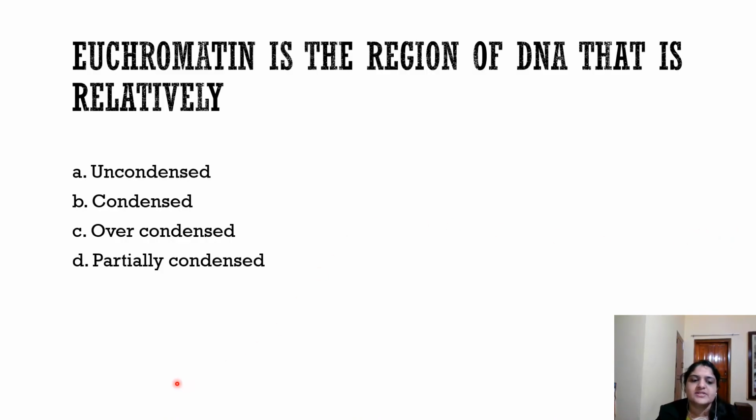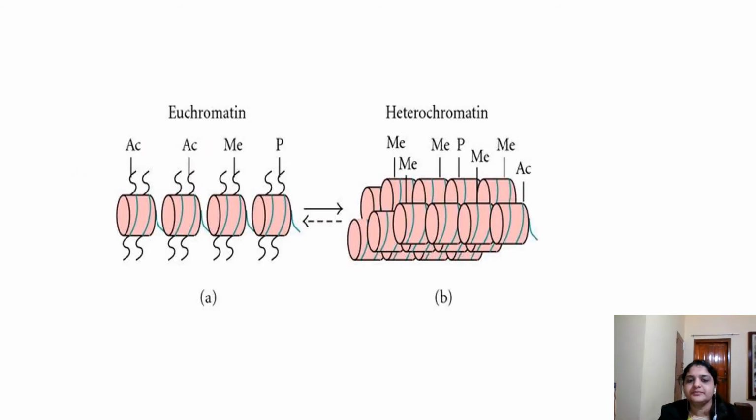Moving on to the next question. Euchromatin is the region of DNA that is relatively: uncondensed, condensed, overcondensed, or partially condensed. So euchromatin is the region of DNA that is relatively uncondensed. The answer is A. We can see the explanation. Euchromatin is less condensed, whereas heterochromatin is highly condensed.